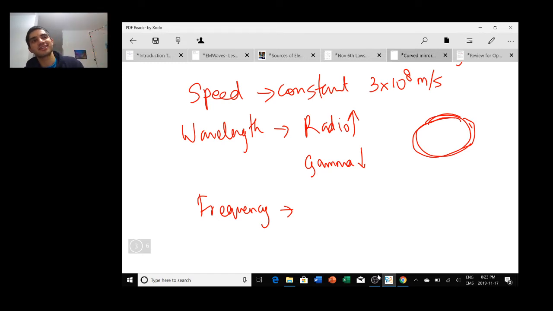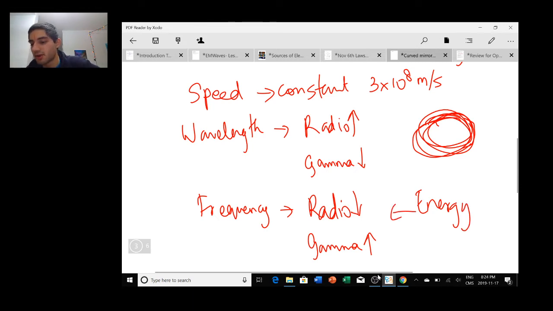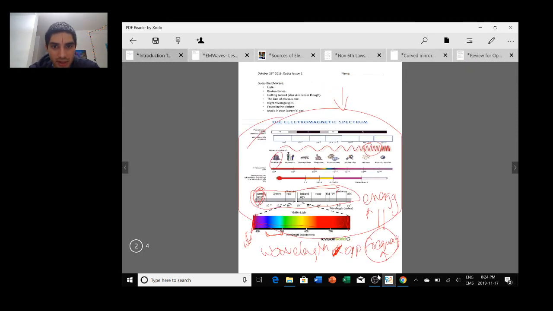We did the wavelength. The bigger the circle, the longer it took to pass around, so the lower the frequency. So radio waves have the lowest frequency and gamma rays have the highest frequency. Energy is directly related to frequency. If you have a high frequency, you have a high energy. Low frequency, low energy. This kind of shows it.